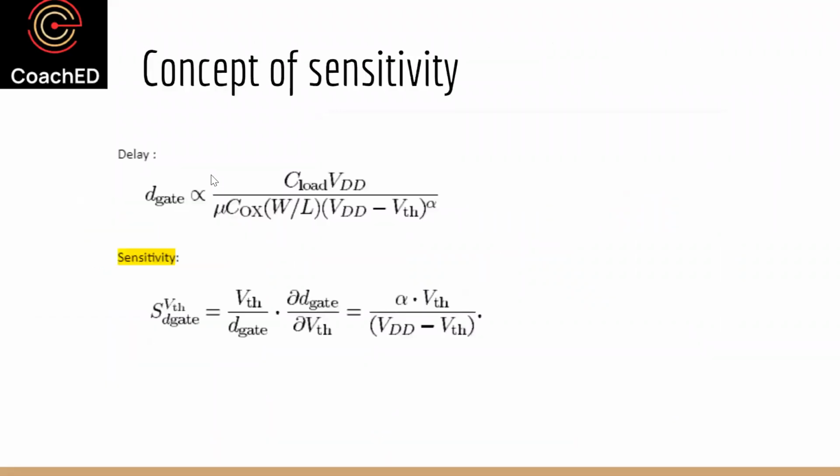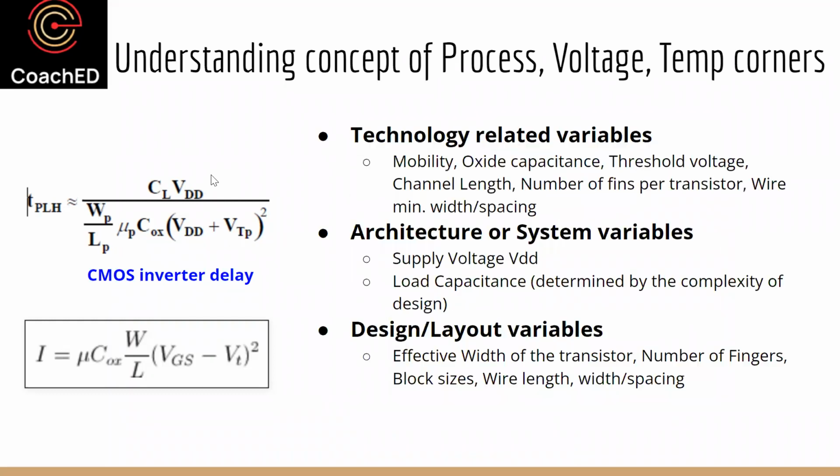If you remember, I talked about these, and we sort of categorized them into these categories. There are technology variables, and there are system variables or architecture variables, and there are design variables. So design variables could be things like width, number of fingers, block size, wires, width and spacing. All these things could be controlled by you. All of these things have an effect.